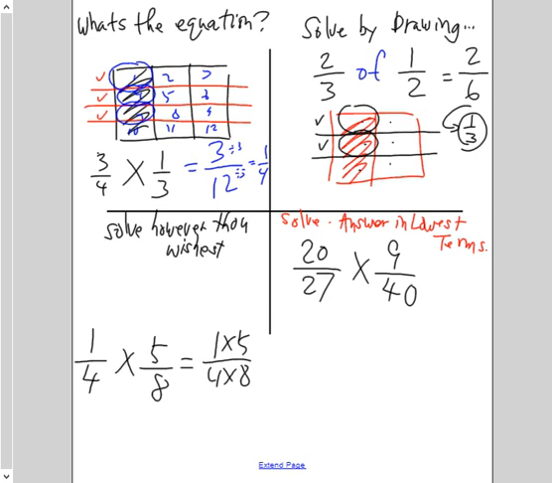So instead of actually drawing it and thinking about what is 1/4 of 5/8, what does that look like? Well, if I start with 5/8 and take 1/4 of it, blah, blah, blah. Just multiply your numerators to get 5. Multiply your denominators to get 32. And that is your answer, 5/32.